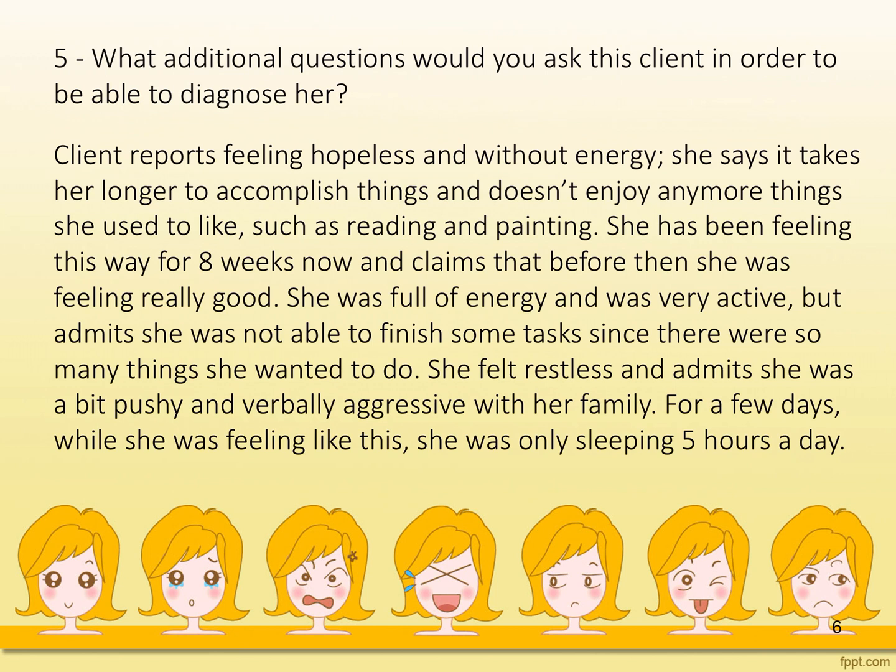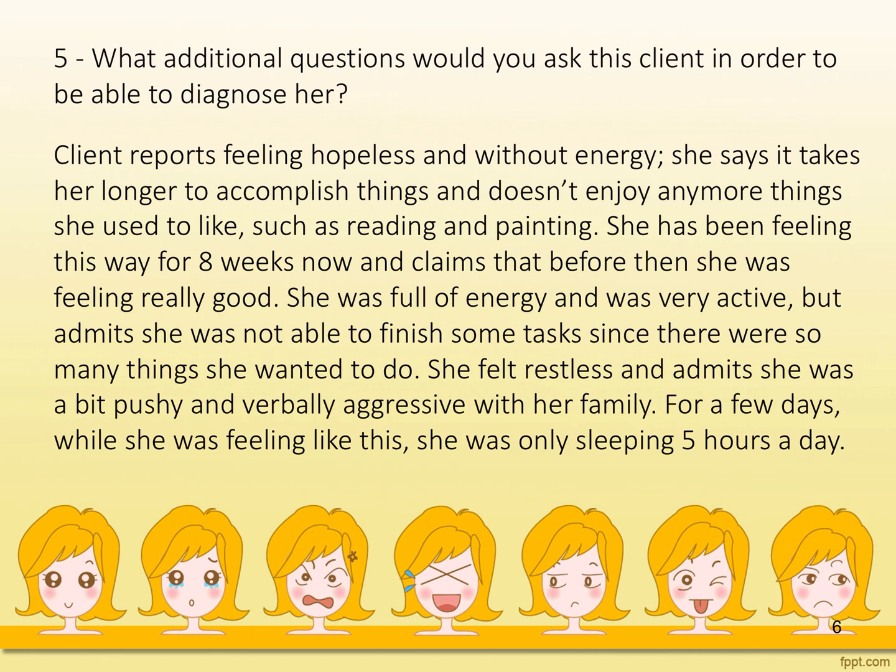She has been feeling this way for 8 weeks now and claims that before then she was feeling really good. So she's been depressed for 8 weeks, but before she was feeling really good. That indicates elevated mood. So she might be bipolar then. She was full of energy and was very active. This indicates that she was experiencing goal-directed energy. So now we know that she meets the top 2 criteria for the manic or hypomanic episode.